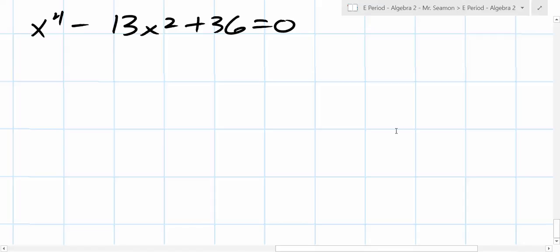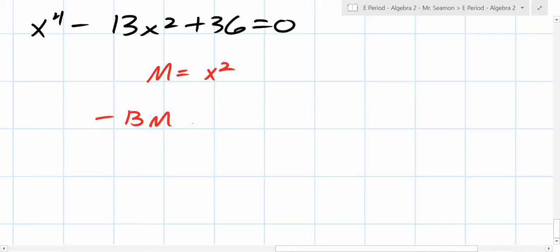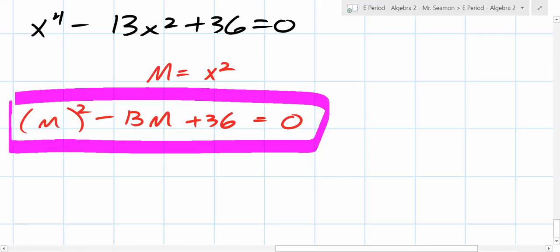Quadratic. It almost does. In fact, it actually is something I would call a fake quadratic. It's not really a technical term. What's your favorite letter, Mar? M. So let's let m equal x squared. If I did that, you'd have minus 13m plus 36. What would the first term be? M squared. And what did I just make? In standard form. Oh, that's nice.